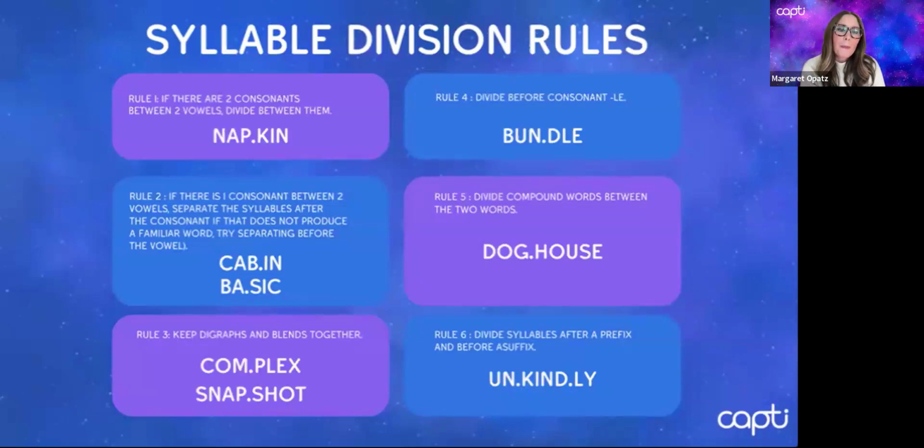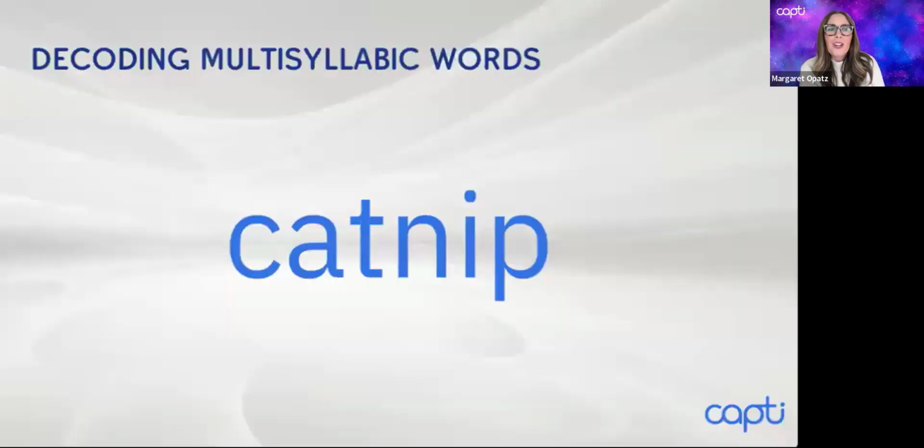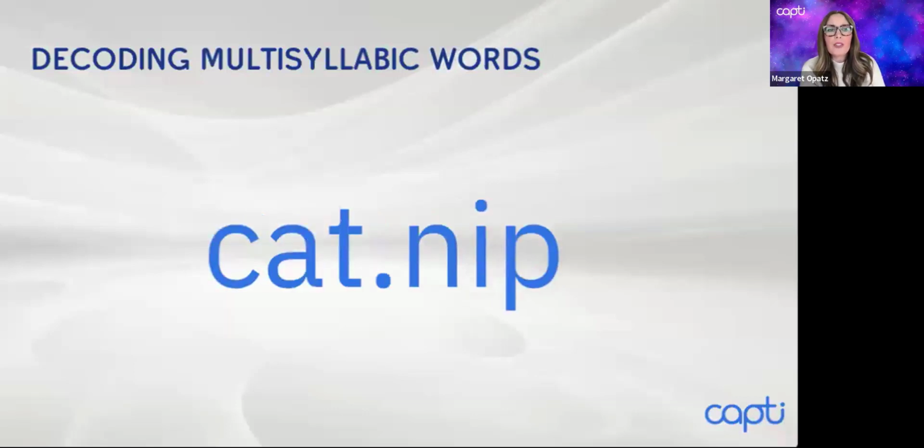decoding. So then the next step is really, after we know that there are syllables, we know these syllable division rules, students really need to be able to do some isolated word analysis. So giving them a word like this that's on the screen, being able to tell you where the syllables are divided, and then also being able to decode it. So saying cat, nip, and then putting it together, catnip.